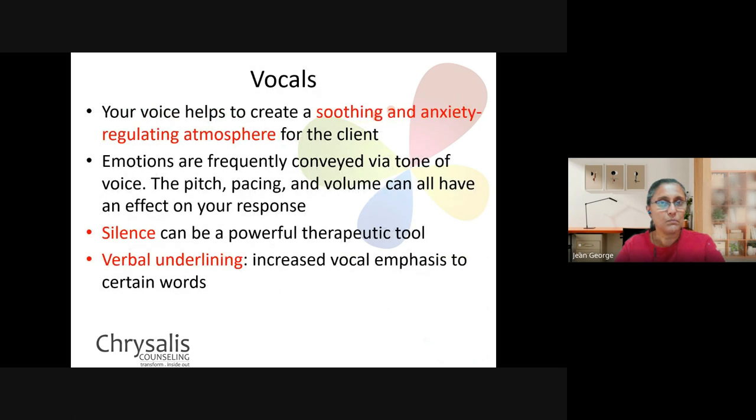All right, next comes vocal. Now, vocal is the way that you use your voice, okay, and how you use it to bring out the importance of things that they're saying or the emotions that are being expressed. So we know that emotions are frequently conveyed through your voice, through your tone, or through your pitch. The pitch, the pacing and the volume have a direct impact on the way someone responds to you emotionally.